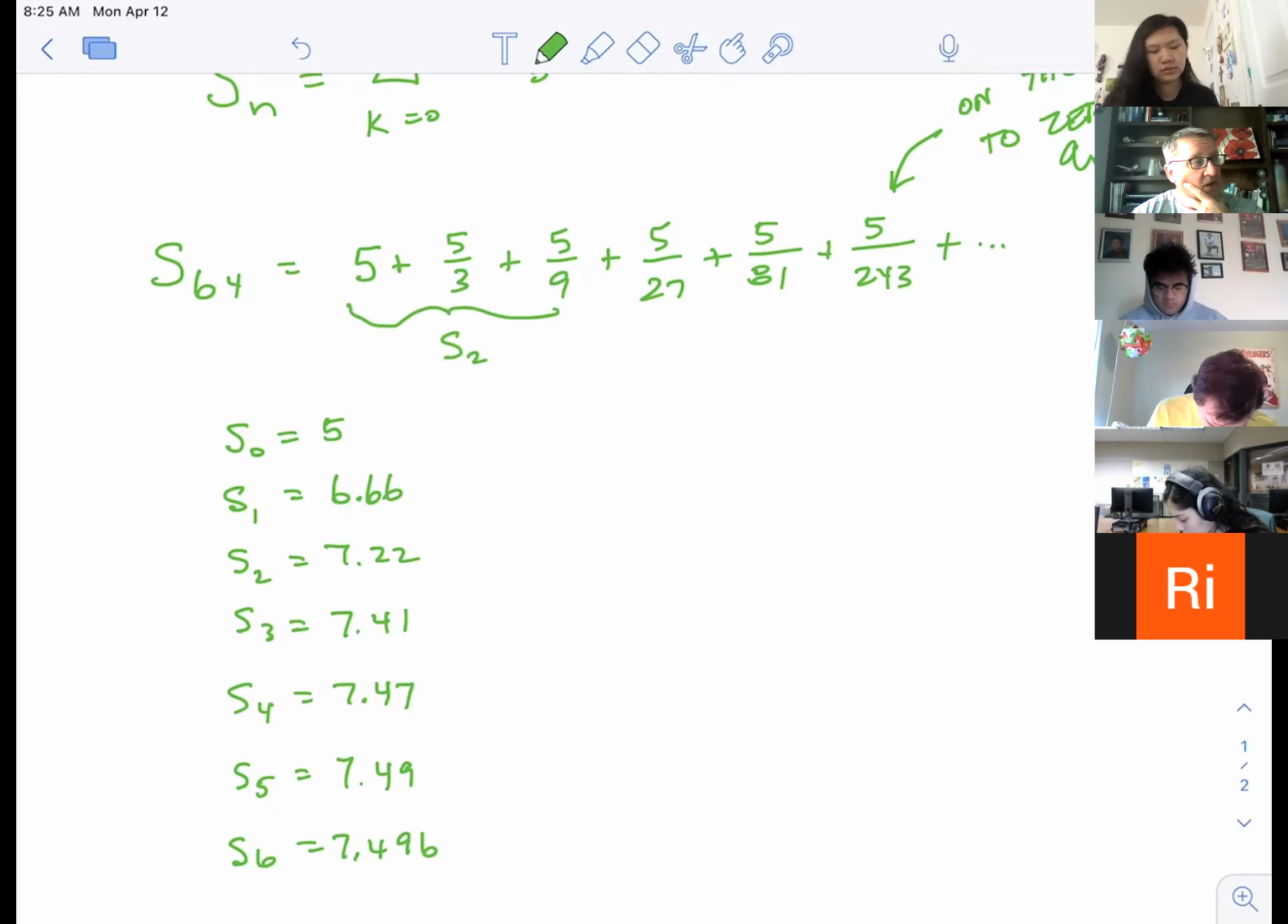So notice initially it grew pretty fast. It went from 5 to 6.66, but now it looks like, like Eve said, maybe it's on its way to 7.5. 7.5 looks like a reasonable answer, but it also looks like it might blow past that, like it might get a little over 7.5. But notice you can see it happening. I'm guessing 7.5 is the answer.